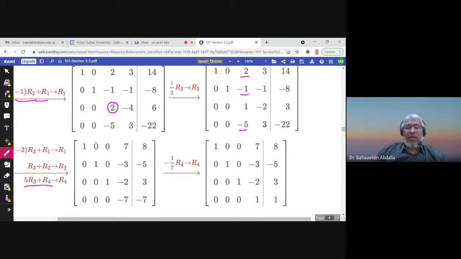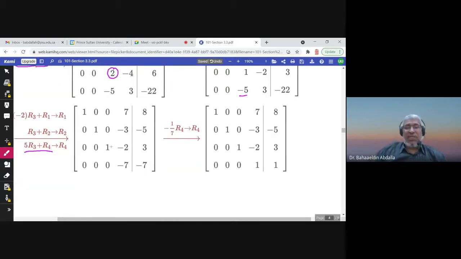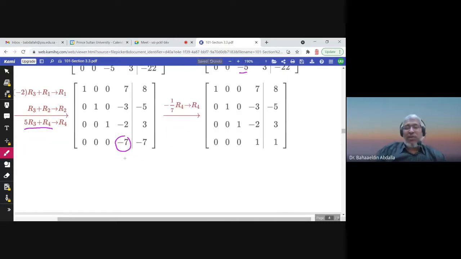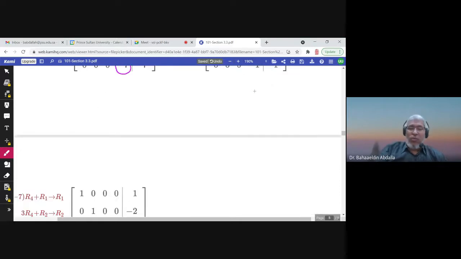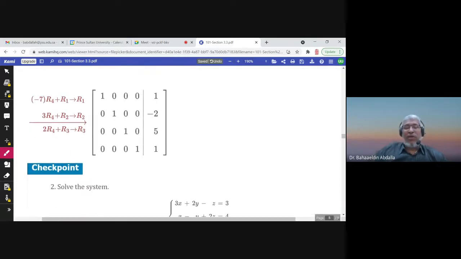And now I finished the 3 columns. The next step, this number must be 1. So I multiply by negative 1 over 7. So now it is 1. And now I use it to make all of these numbers zeros. This is negative 2. I multiply row 4 by 2 and add it to row 3. 3 R4 plus R2. Negative 7 R4 plus R1. This will give me this last matrix, and this is the Gauss-Jordan method.